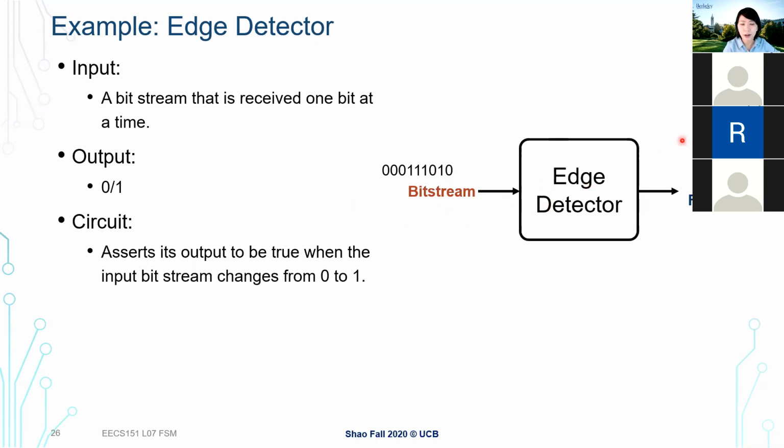So here, the output is either 0 or 1, so it's 1 bit. In our edge detector, we set our output to be true, or 1, when we observe this pattern of 0 to 1 transition, which, as we mentioned earlier, is a rising edge. So whenever we see a rising edge, we set our output to be 1. So how do we build a finite state machine for this?